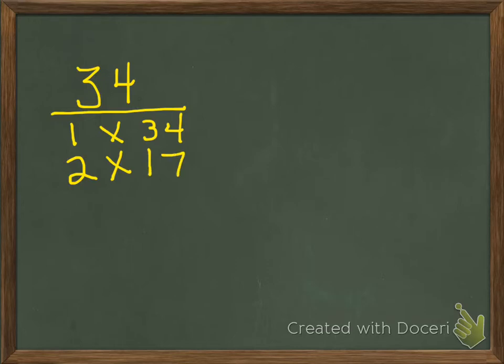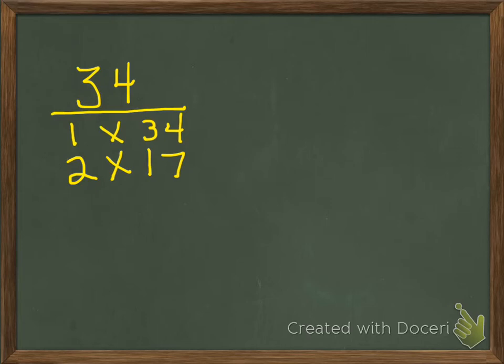Well, you're right, 17. I know that looking at the divisibility rules, 3 plus 4 is 7, and 7 is not divisible by 3, so 34 is not divisible by 3, so 3 is not a factor of 34. 4 is not a factor of 34. I can't think of any whole number times 4 that would give me 34.